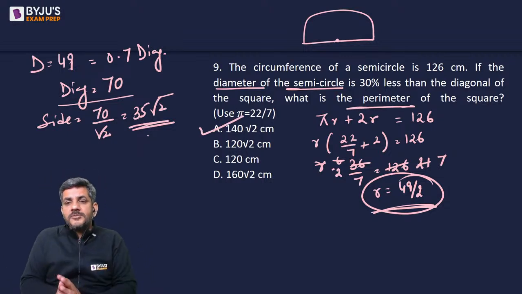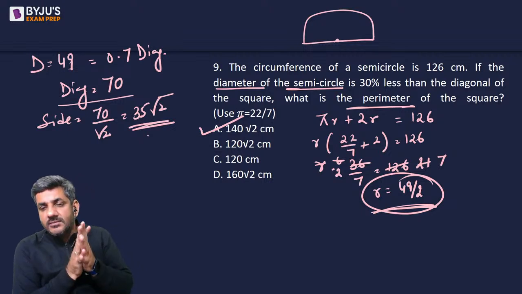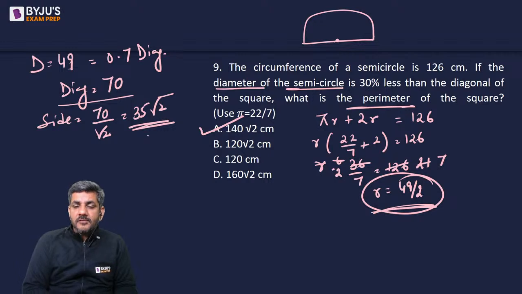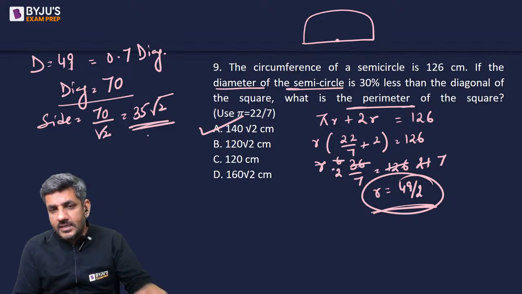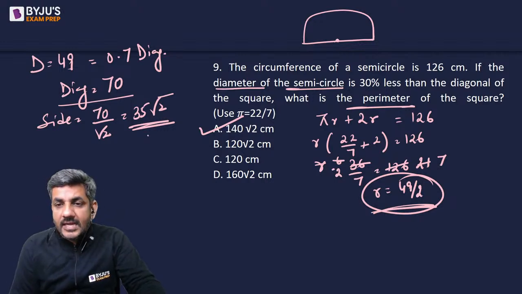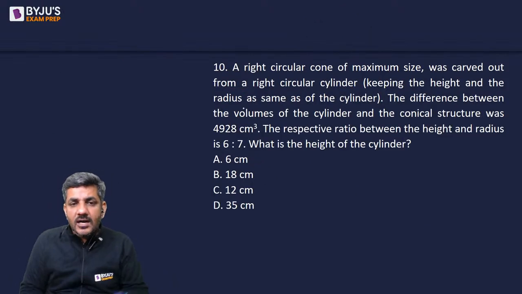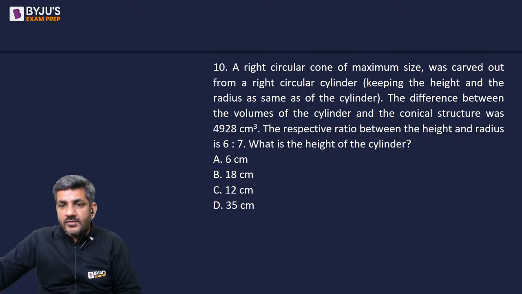Yes, option A is the right answer, which was answered by Music Core and Anand Jaiswal correctly. The perimeter of the square is 4 times 35 √2. That's absolutely correct, Anand. And that brings us to the last question of the day. Question number 10. Let's see how many of you can answer this fast enough as well.